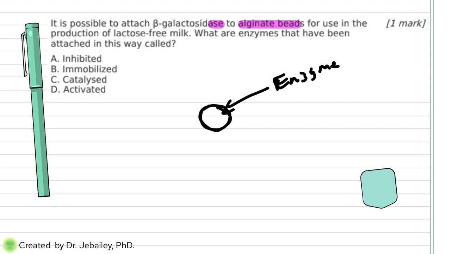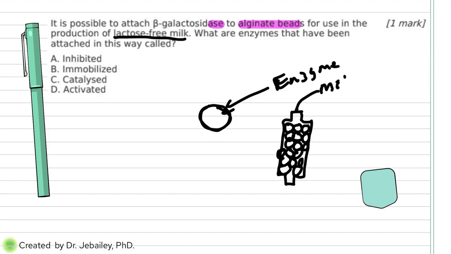Now, for the use of production of lactose-free milk. So what it looks like is that you have this test tube right here. And inside you put these beads, and these beads have the enzyme, galactosidase. So it's a bunch of beads with enzyme. And inside here, you're going to pour milk, right? And the milk is put in here. And in the end, depending on what molecules of sugar you have here, the enzymes will break that, and then here it won't have that sugar anymore. So let's look at the examples. Now, what are the enzymes that have been attached this way called?